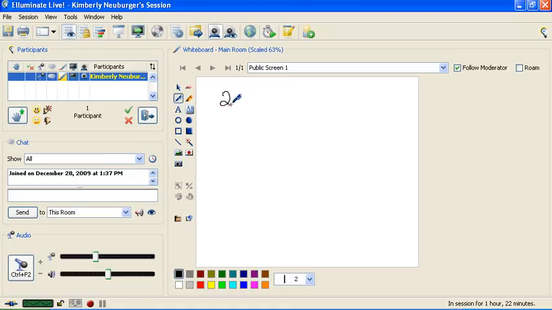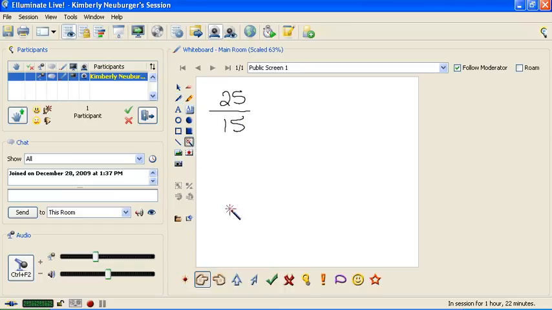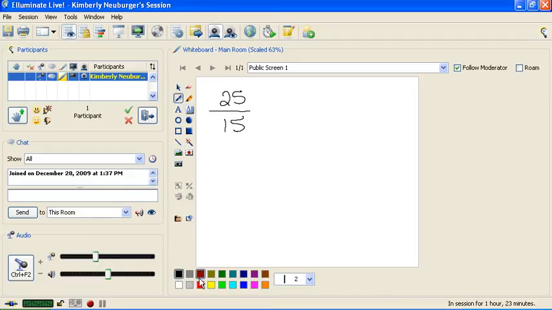So let's say you have something like 25 over 15. If you were asked to reduce this, you would be wanting to take a look at the numerator and the denominator to see if there's a common number that goes into both numbers. And I notice for 25 and 15 that 5 divides into both of those. So what you would do is you would divide the top and the bottom of this fraction by that same number. So since 5 went into both of them, I would divide the top and the bottom by 5, and that would leave me with 5 over 3.